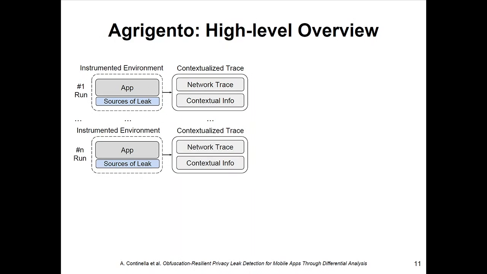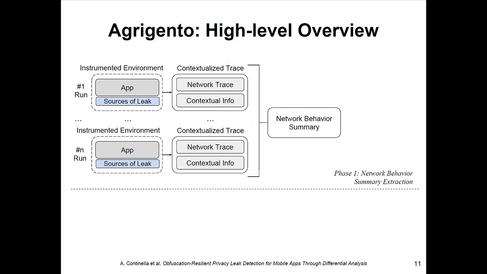So, based on all these ideas, we build a system that we call Agrigento that works in 2 phases. In the first phase, we build a baseline of the network behavior of the application. So we run the application the first time, and we collect the contextual information, the contextualized trace. And then we run the application multiple times in order to include all these slightly different execution paths, so in order to have a more complete picture of the network behavior that we call the network behavior summary.